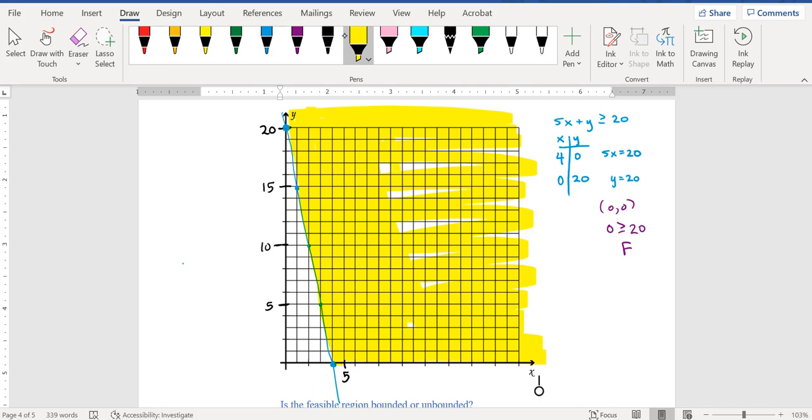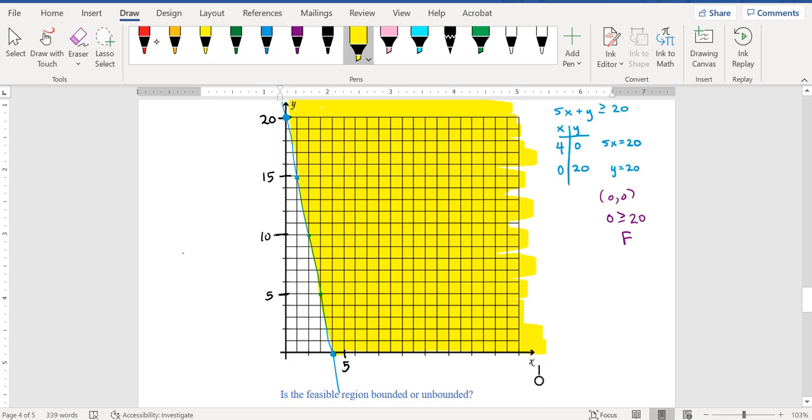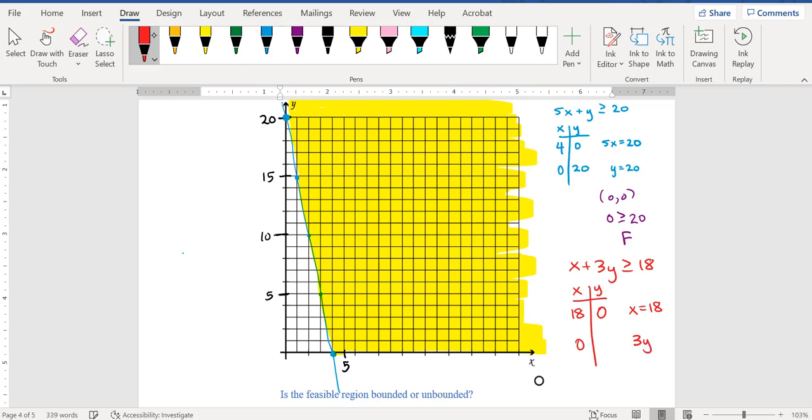All right. Now let's go do the second inequality. And that inequality says x plus 3y bigger than or equal to 18. Graphing intercepts. If y is 0, x would be 18. If x is 0, 3y would equal 18, so y would be 6. So I have the point 0, 6, and I have the point 18, 0.